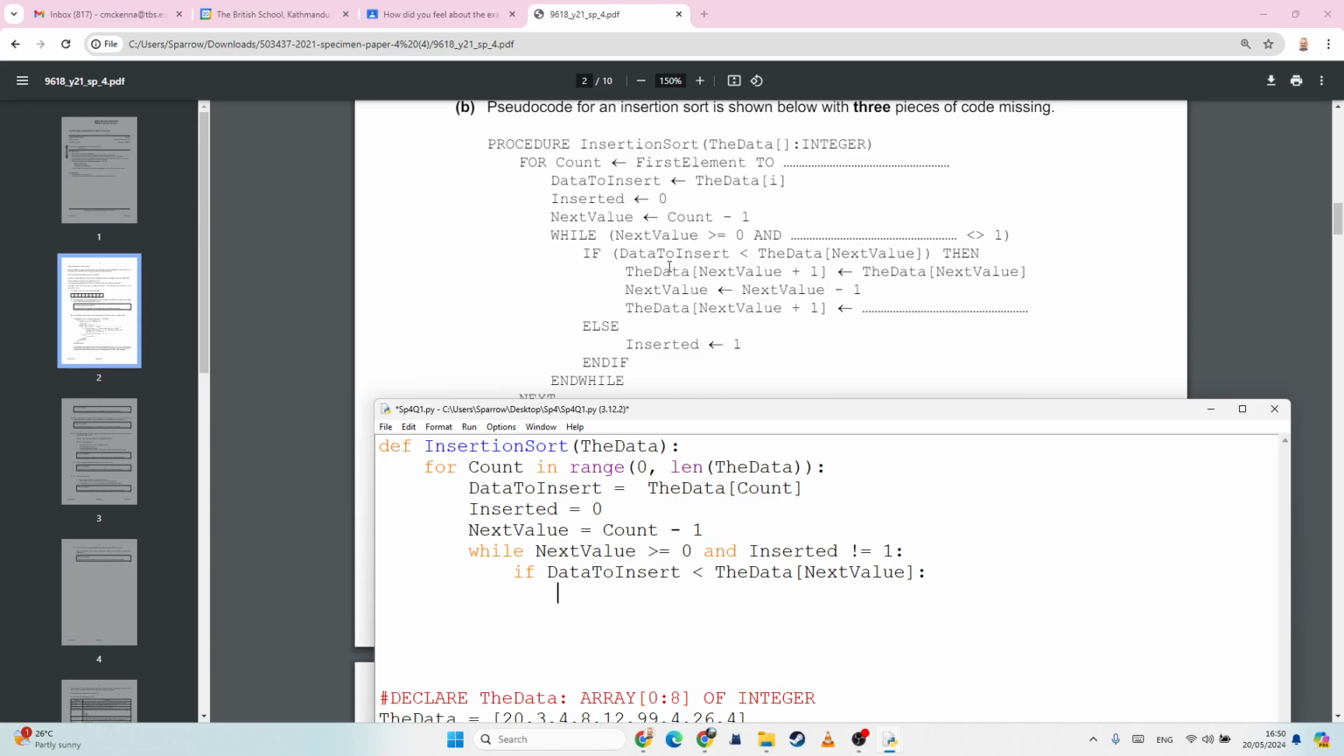Okay, so if the data to insert is less than the data next value, then I'm going to say that the data at next value plus 1 is going to become equal to the data next value.